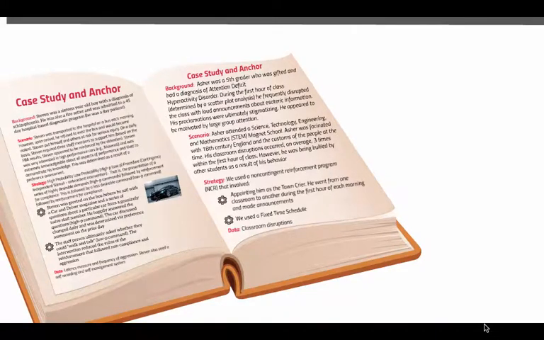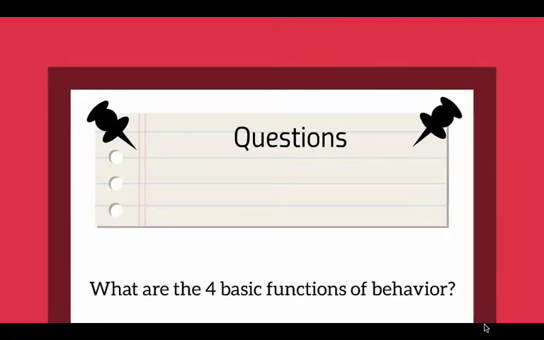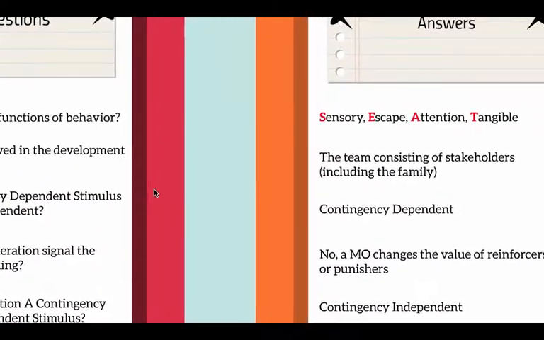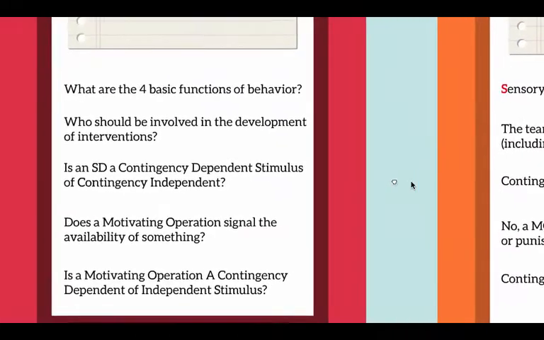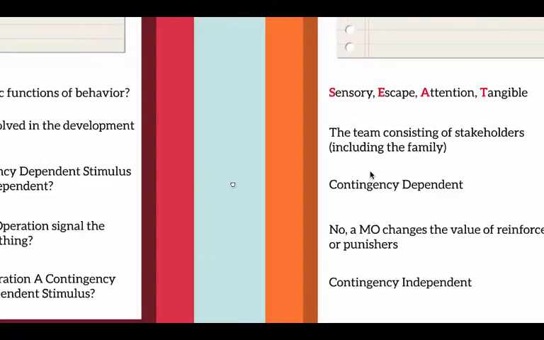Okay, so we've got two categories of interventions. We've got antecedent control interventions, all having to do with the manipulation of antecedents in the environment, and then we've got another class of interventions that involve motivating operations. And what I'm trying to do here is to build your own skill set in terms of your abilities. So let's end with some questions. What are the four basic functions of behavior? Well, they're sensory, escape, attention, and tangible. Who should be involved in the development of interventions? The team of stakeholders, including the family.